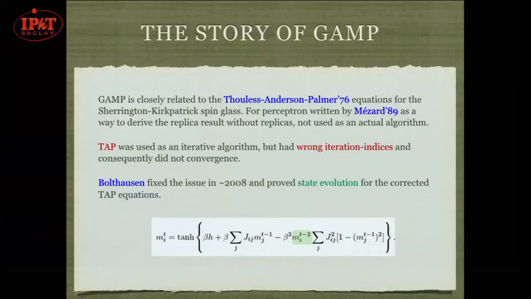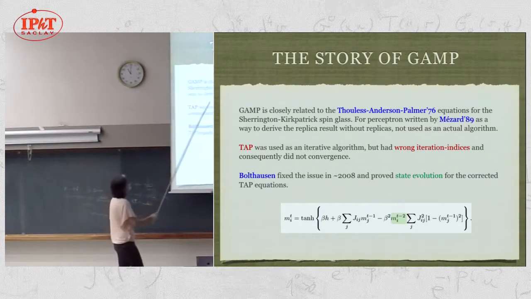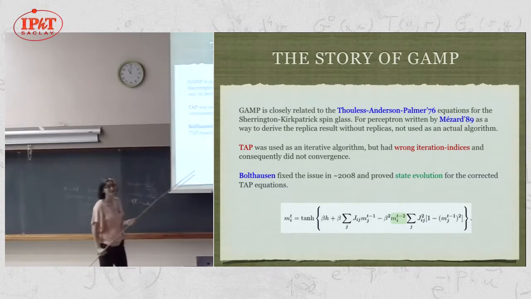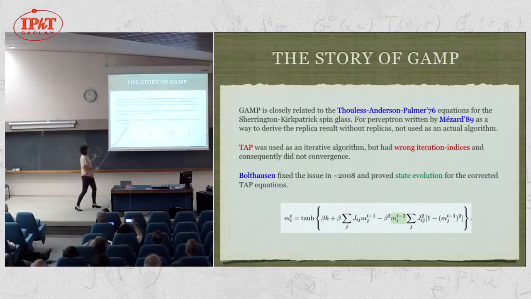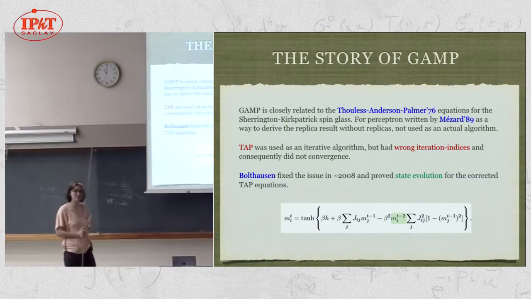So what's the story of this algorithm? Because I showed you the equations, you didn't even have time to read them, or probably they were too small. The story is the following. It's really interesting. It's really closely related to the Thouless-Anderson-Palmer equations that for the perceptron model were written by Marc Mézard in '89. But at that time, the focus was not to use them as an algorithm. It was to derive the replica method without having to use the replicas, because everybody was dubitative about how correct that is.